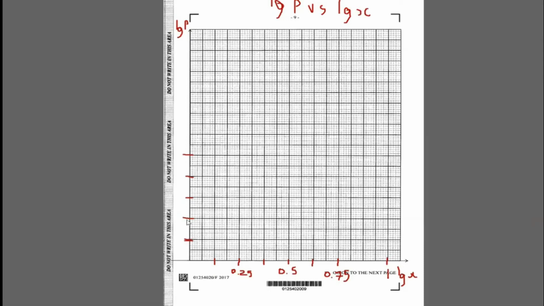Let's go 0.25, 0.5, 0.75, 1, 1.25, 1.5, 1.75, 2, 2.25. That should work. So this was 2, 0.25, 0.5, 0.75, 1. So this is the scale. All right. Each 2 centimeters represent 0.25 units. Okay, let's plot them now.